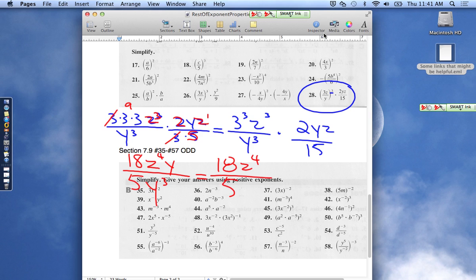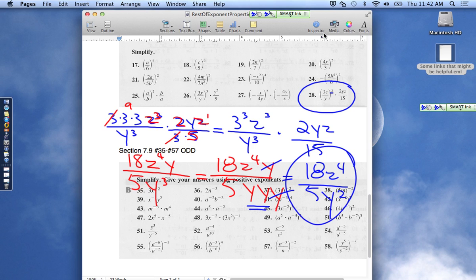And I have 3 y's on bottom and 1 on top. When I factor out 1 y on top, dividing it out, leaving behind a positive 1, I have a pair of y's left on the bottom. So my simplified answer becomes this: 18z to the 4th over 5y squared as my denominator.